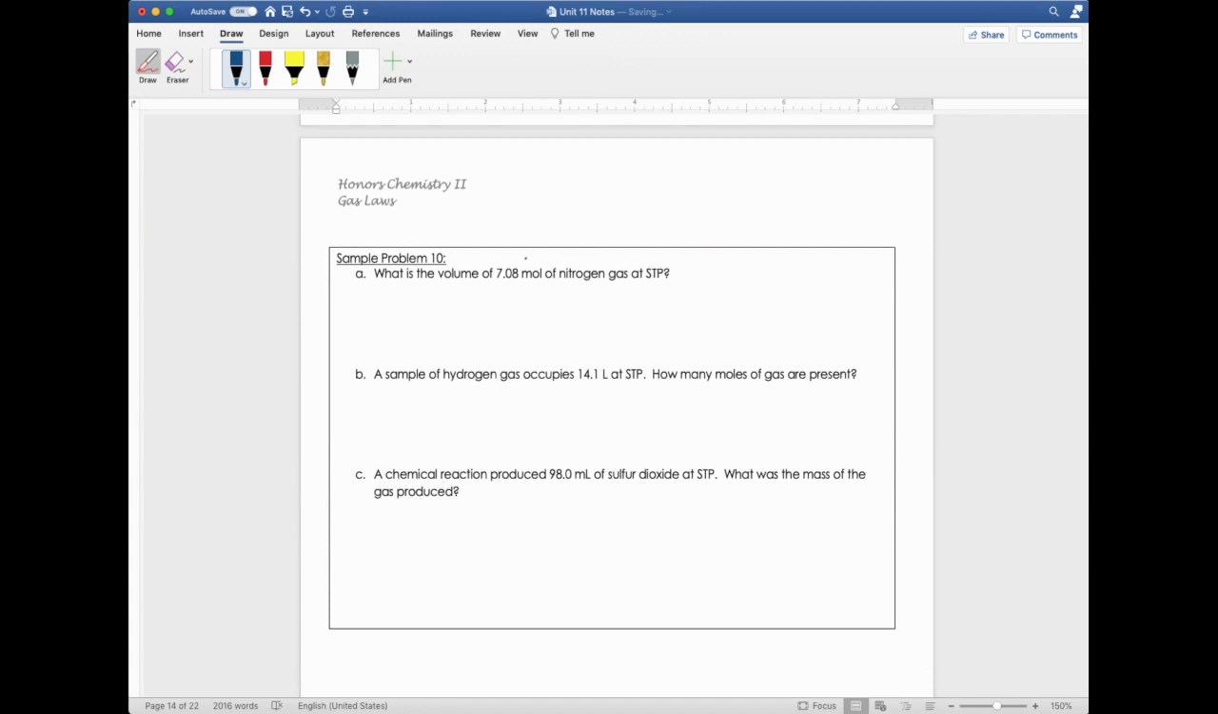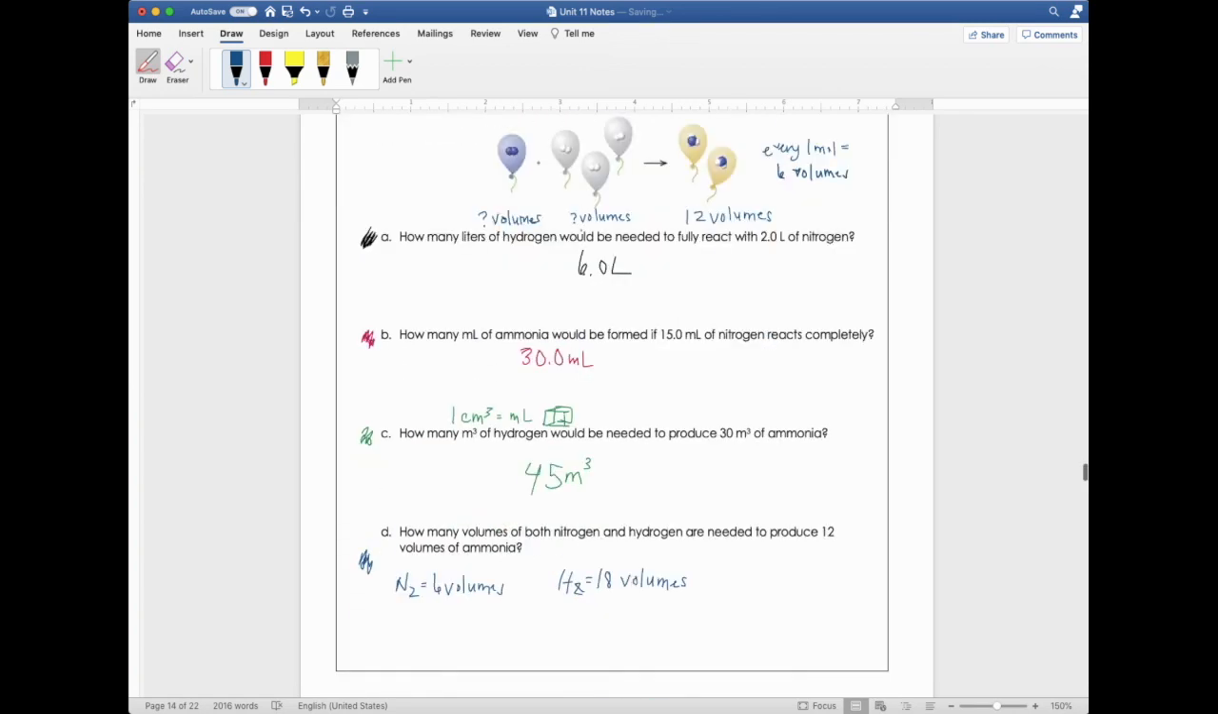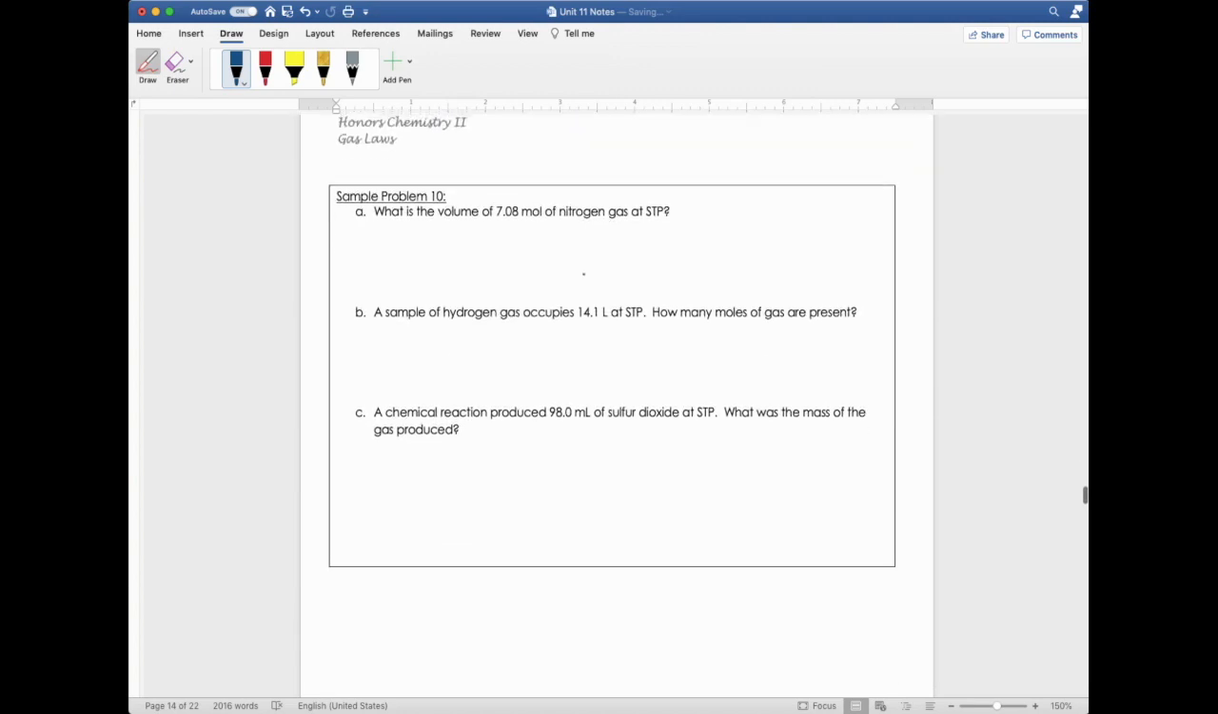Using actually the standard molar volume of a gas. So this was more work with Avogadro's law right here, sample problem 9. Let's go ahead and work with that standard molar volume of a gas. The standard molar volume of a gas says that 1 mole of any gas at STP occupies a volume of 22.4 liters. Because we know this piece of information, we can use 22.4 liters very readily in problems like this.